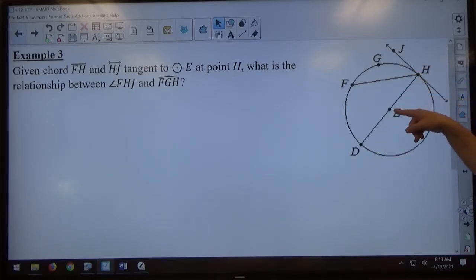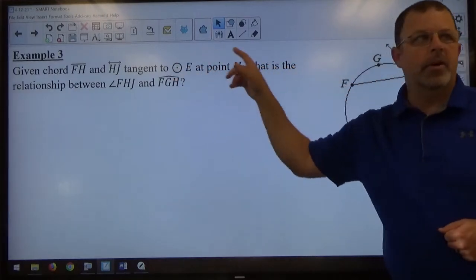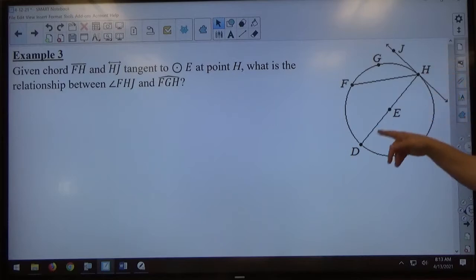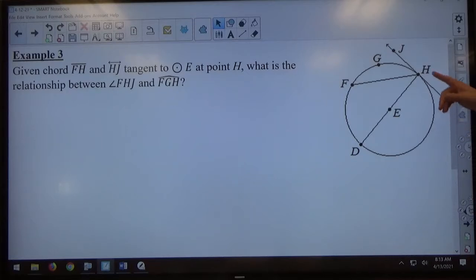DH does pass through the center, and I know it's circle E, so I know E is the center. So when they name the circle, we know what the center is. If you have a chord passing through the center, that's a diameter. So be recognizing diameters when you see them. And we're told that we have this line HJ, which is tangent to circle E at point H. So point H is on the circle. Everything else on the line HJ does not touch the circle. And the chord and the tangent meet at point H as well.